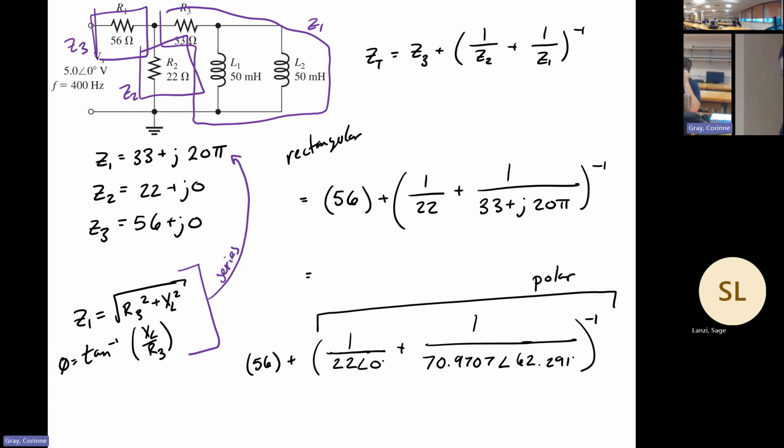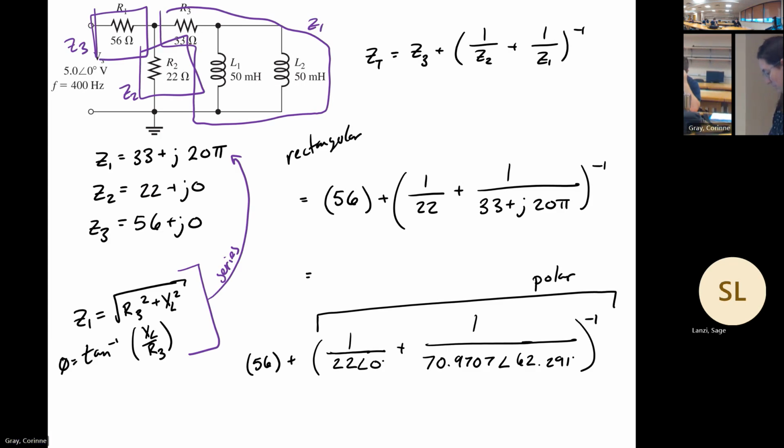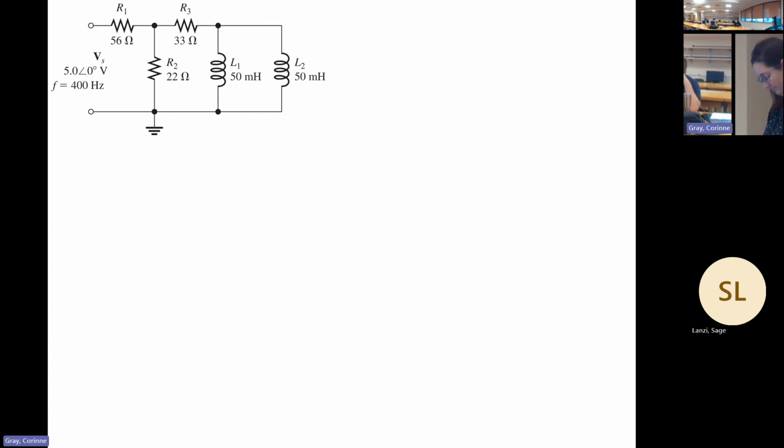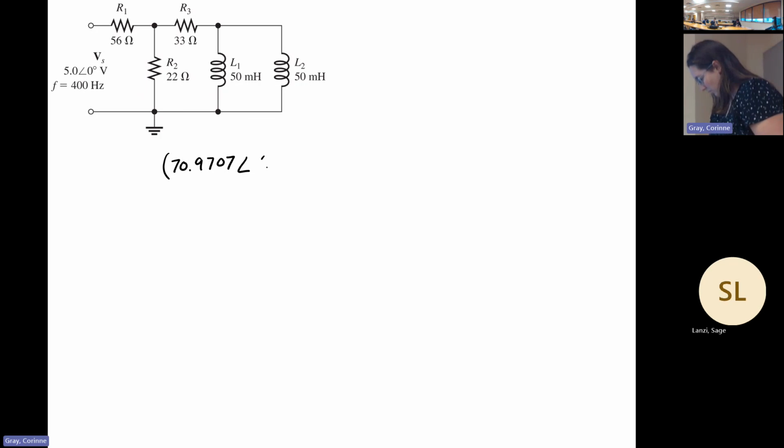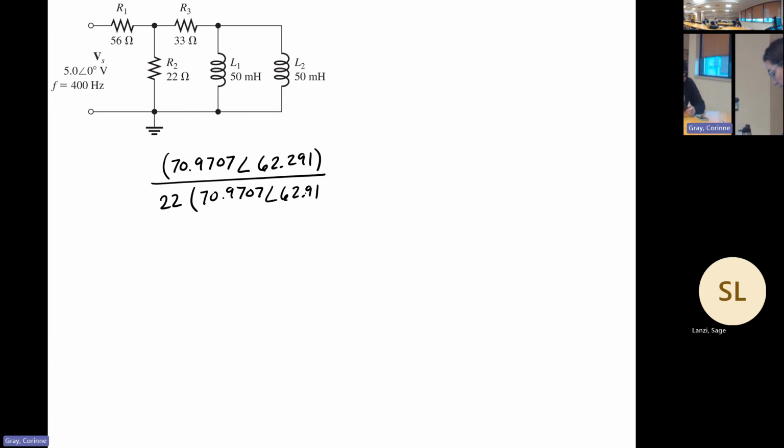I don't have space here, so give me 1 sec to rewrite everything. So we would have 70.9707, 62.291, 291.